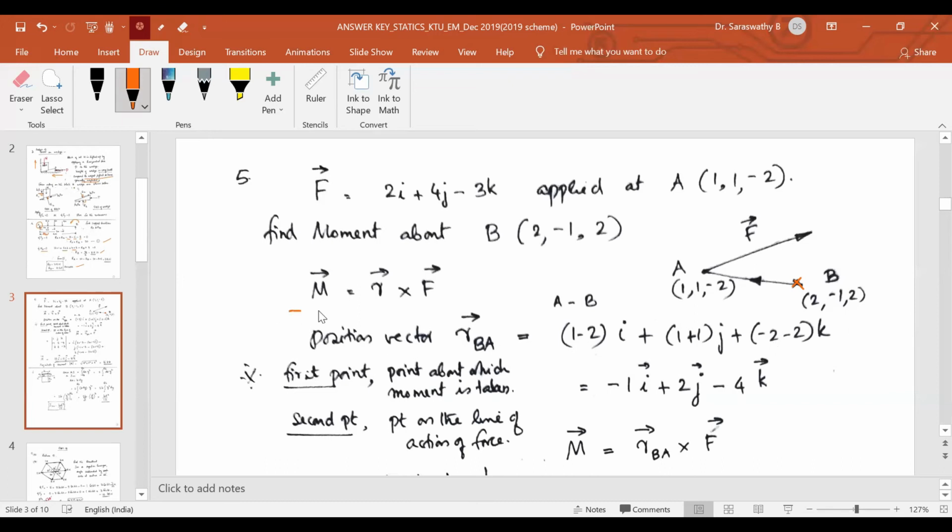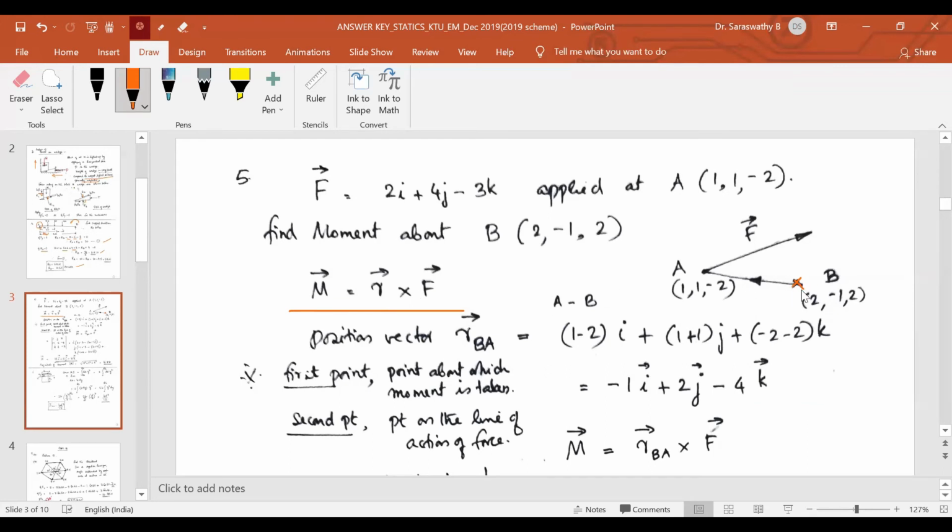We take the cross product. Moment vector is equal to R cross F, the cross product of the position vector and the force vector. What is the position vector? How will you find the position vector? That is the most important thing. You have to take moment about B.